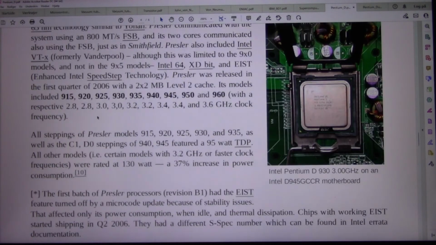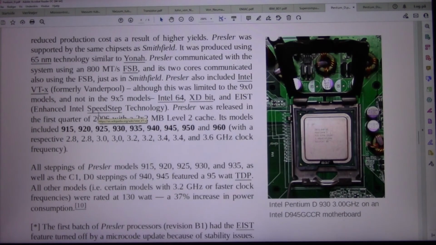Intel Pentium D 930 3.00 GHz on an Intel D945GCCR motherboard. Reduced production cost as a result of higher yields. Pressler was supported by the same chipsets as Smithfield. It was produced using 65nm technology similar to Yonah. Pressler communicated with the system using an 800 MT/s FSB, and its 2 cores communicated also using the FSB, just as in Smithfield.